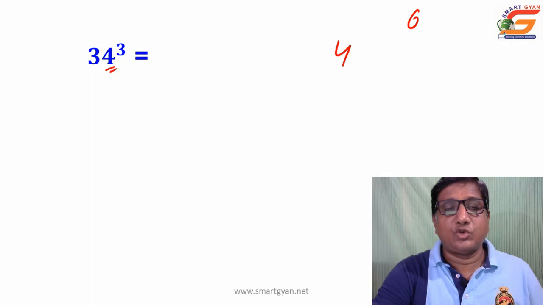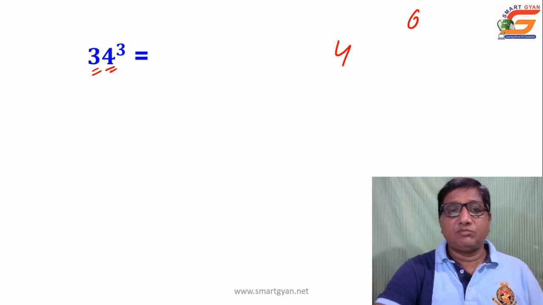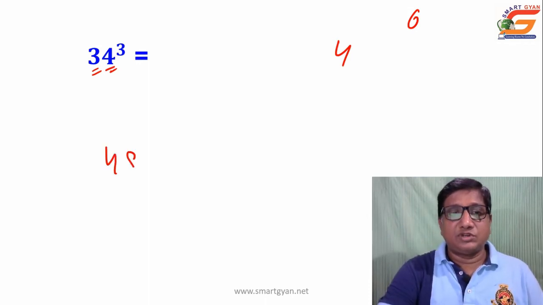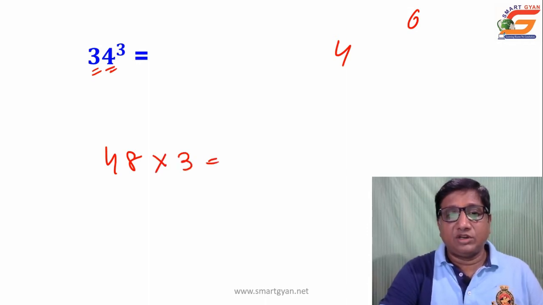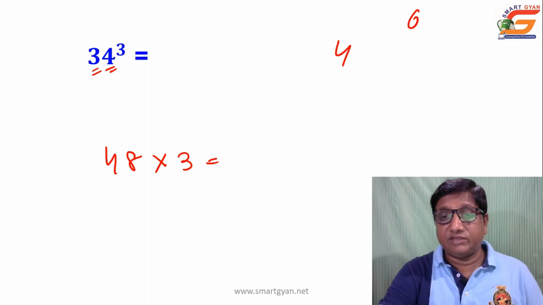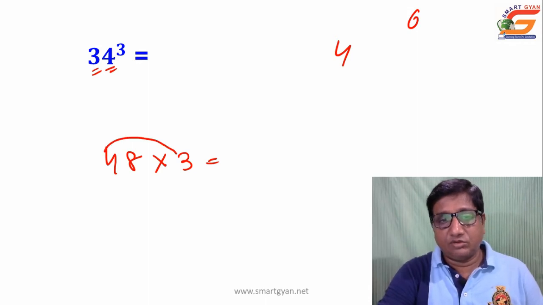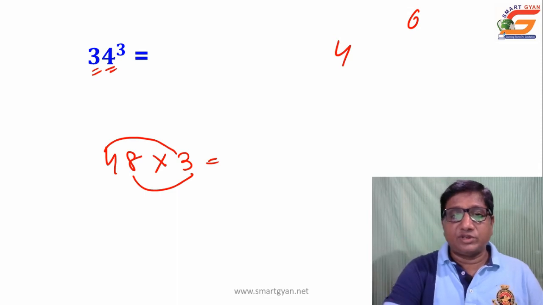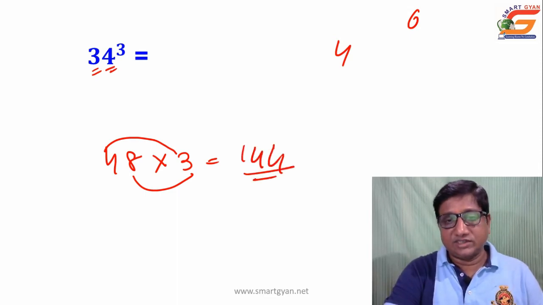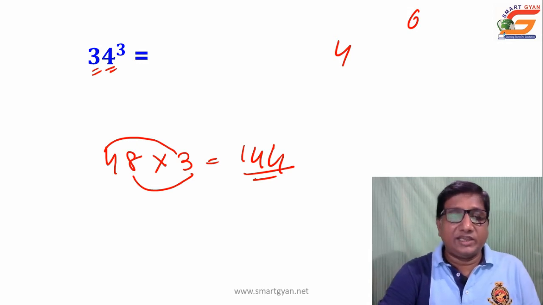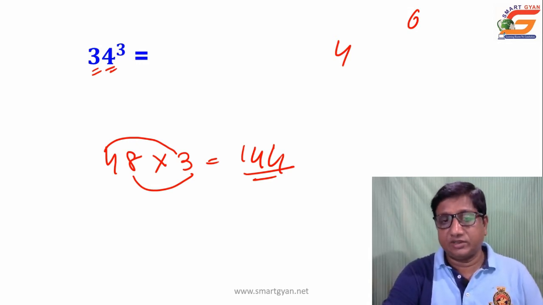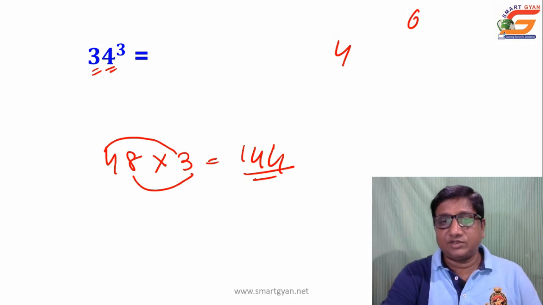Next unit digit square, that is 4 square 16 into 3, 48 into 3, 48 into 3 is 144. There may be a question in your mind how to find 48 into 3. In the breakup method you can find it, that is in the splitting method you can find, 40 into 3, 120, 8 into 3, 24, 120 plus 24, that is 144. Yes, this is the best way to multiply any number with a single digit, any number you can multiply straight.